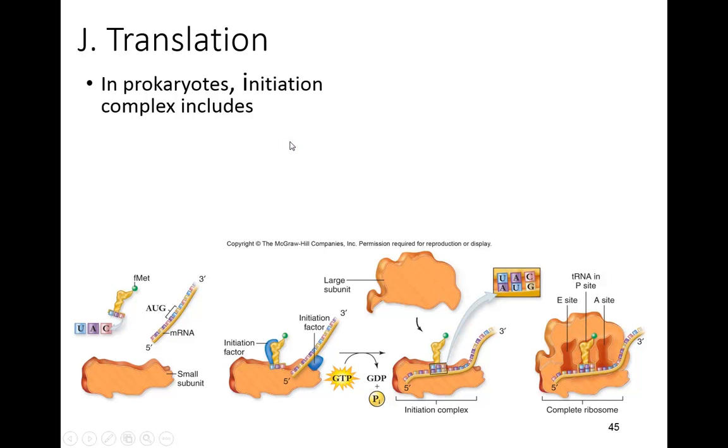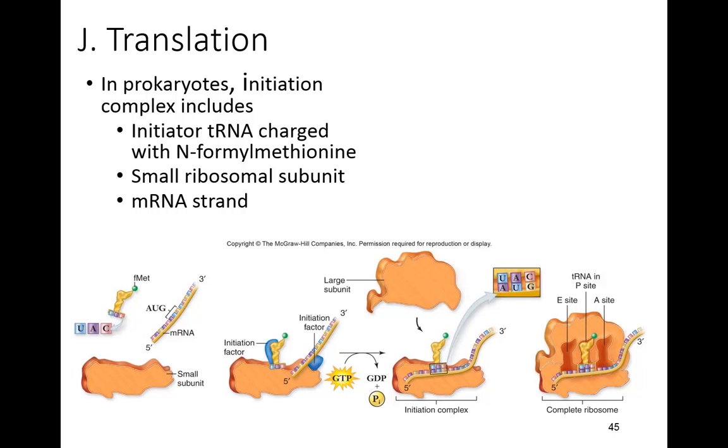Okay, so translation then requires an initiator tRNA charged with formylmethionine, which is a little bit different than in a eukaryote. But this is then the first amino acid in all prokaryotic proteins.